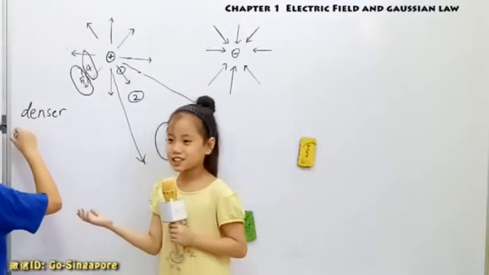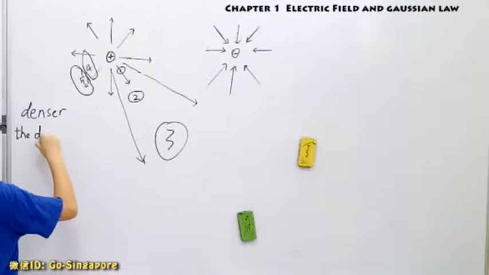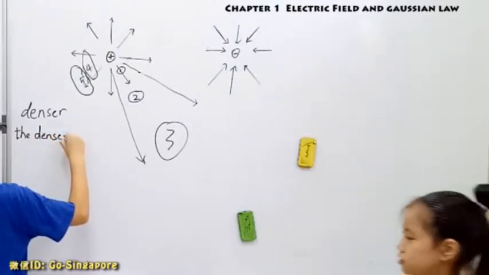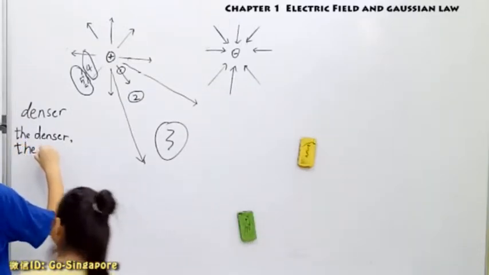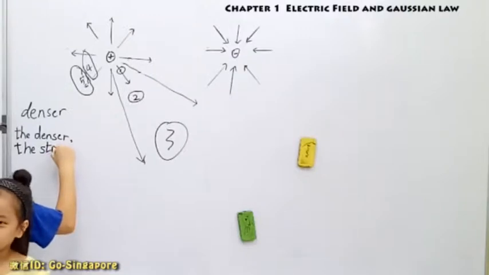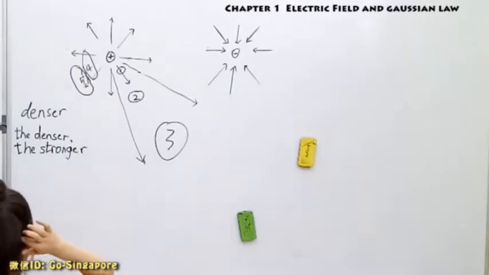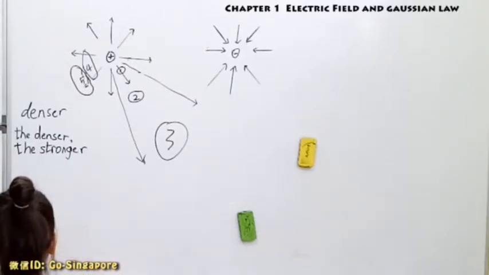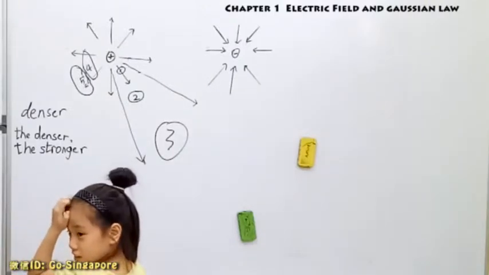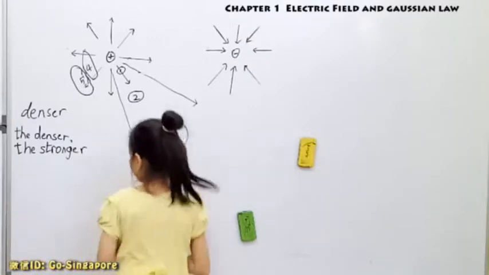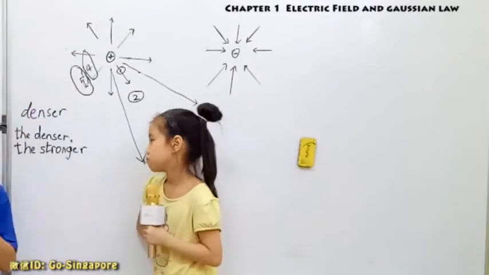For example, if you are near the source charge, over here less dense, more dense, and most dense, which is actually touching it. The denser, the stronger. Or you can also say the denser, the more strength. You actually don't need to write those. What is this? The field strength, right?